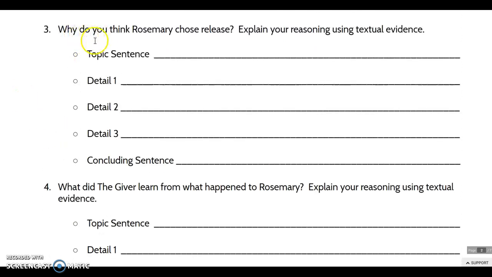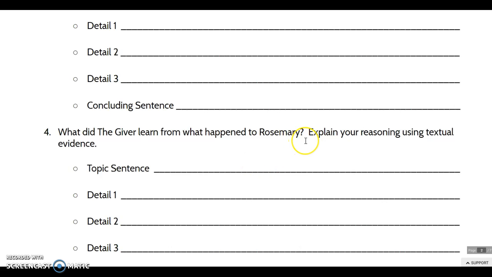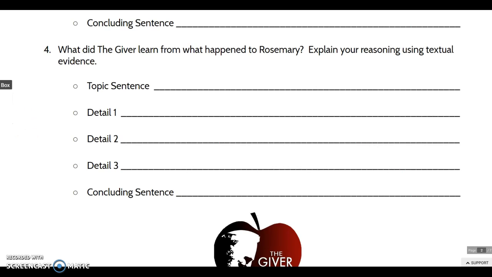Question 3. Why do you think Rosemary chose release? Explain your reasoning using textual evidence. As a reminder, textual evidence is necessary. Textual evidence is evidence that comes from the text. Question 4. What did the giver learn from what happened to Rosemary? Explain your reasoning using textual evidence. So you would need a topic sentence telling what the giver learned from what happened to Rosemary, 3 details from the story proving that that is what the giver learned, and then a concluding sentence to wrap up your thoughts.